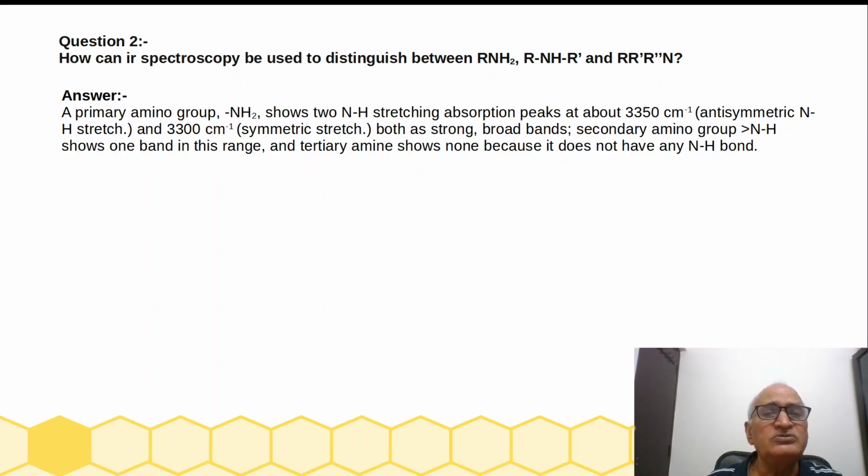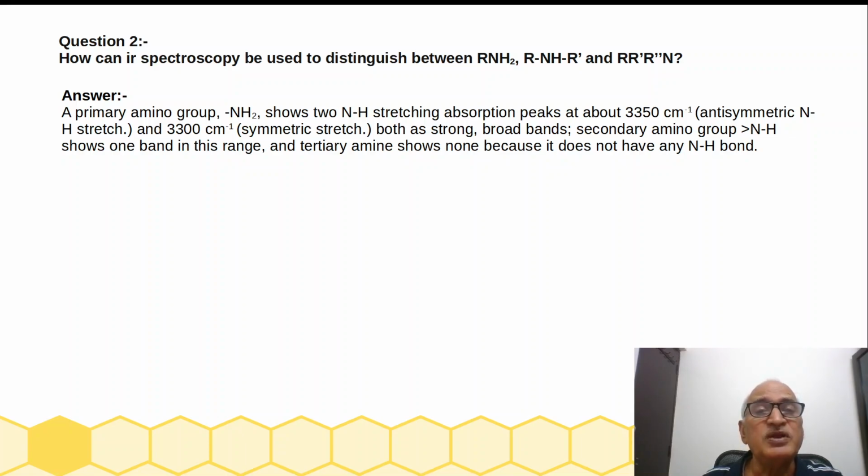Secondary amino compounds contain a single NH bond, so only one peak appears. Tertiary amino compounds do not have any hydrogen on the nitrogen atom, therefore they do not show a peak in this region. It means IR spectroscopy can be very safely used to distinguish between primary, secondary, and tertiary amino compounds. Here is one very important difference I must tell you.